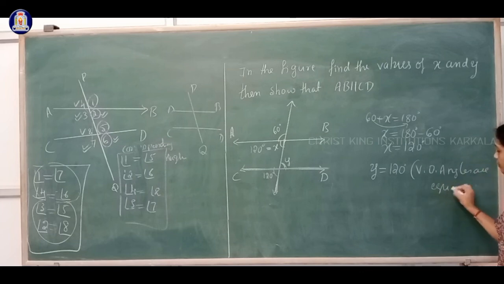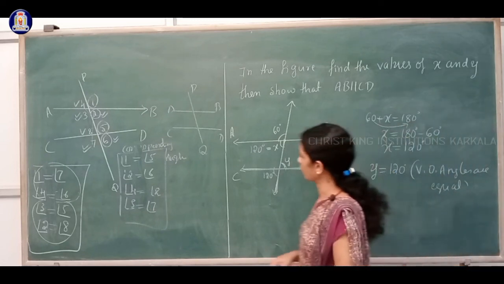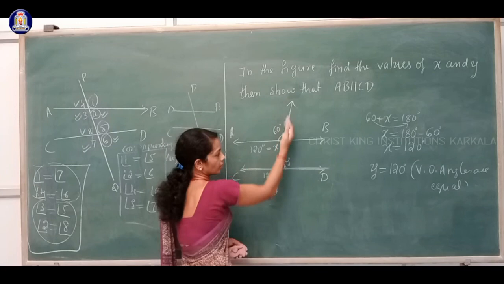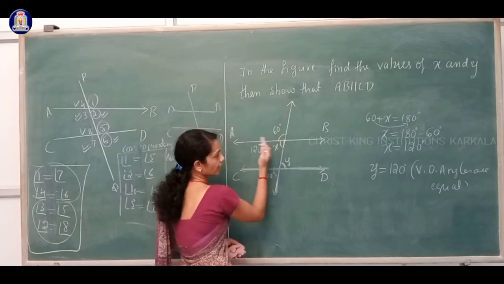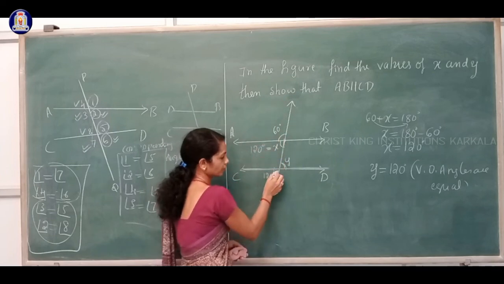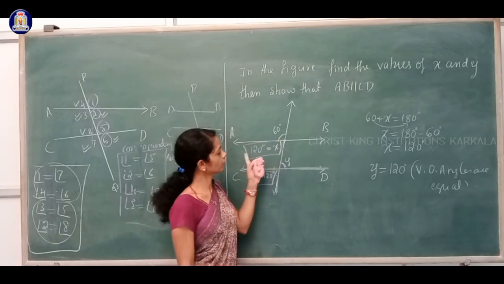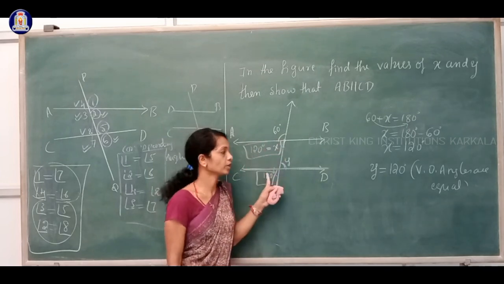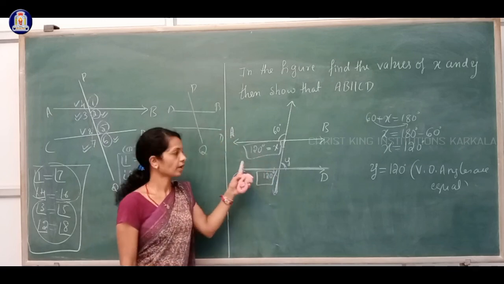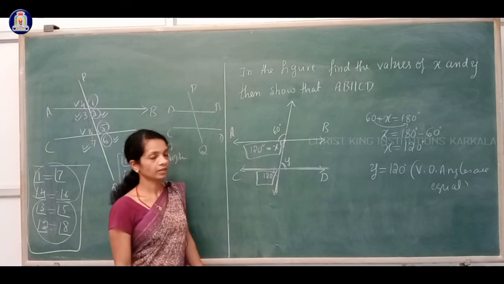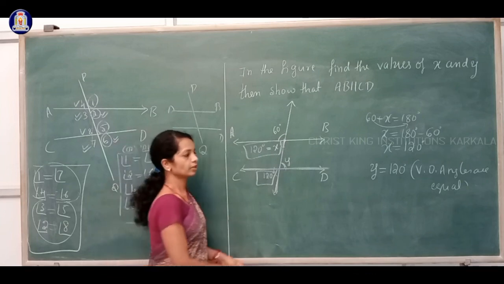Here you see we have one pair of corresponding angles in this figure. Below, on the left side of this transversal, below AB and below CD, which angles are there? 120, and this angle x that is also 120. One pair of corresponding angles are equal in this figure. So what can you say about AB and CD? They are parallel.